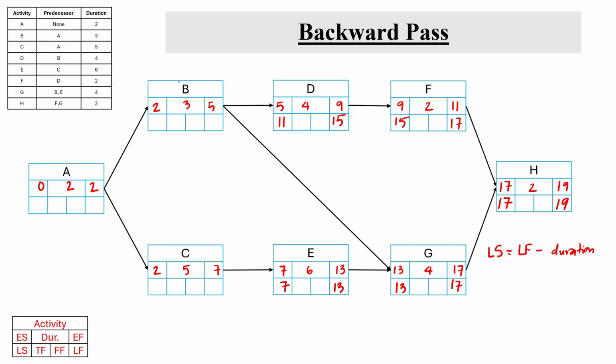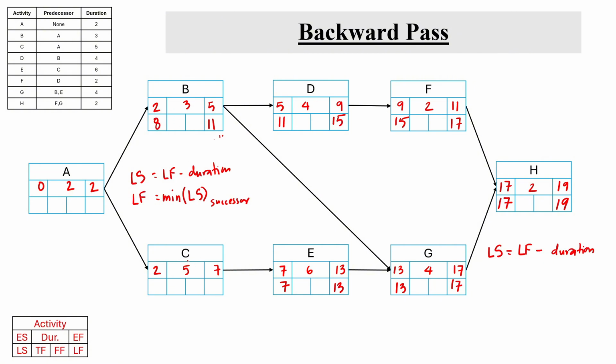Now for activity B, we need to be careful here with the late start and late finish, right? The late finish for any activity such as activity B, which has two successor activities D and G, will be the minimum of the late starts of its successors. That is, the latest time that B can finish would be the minimum of 11 and 13, that is 11. So late start for activity B is going to be 11 minus 3, that is 8.